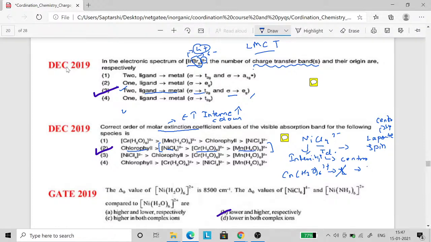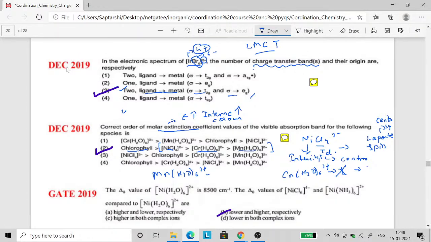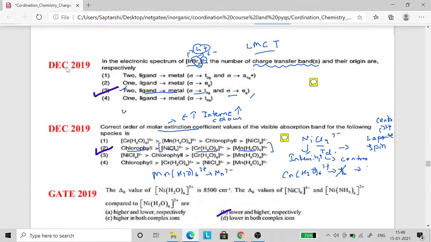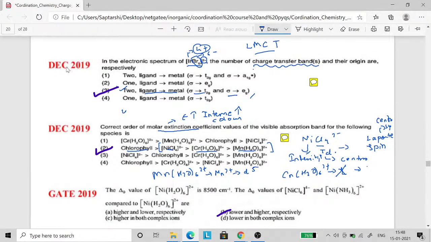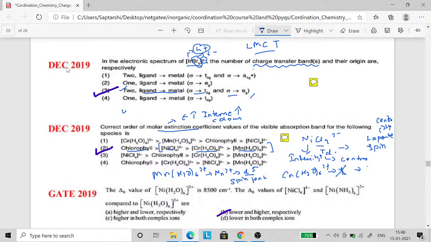Not that intense. And over here we have Mn(H2O)6 2 plus, where Mn2 plus is a d5. d5 is the only d electronic configuration which is spin forbidden. So this is both spin forbidden and Laporte forbidden, so it will have the least color. From this logic we can say that this is the answer.